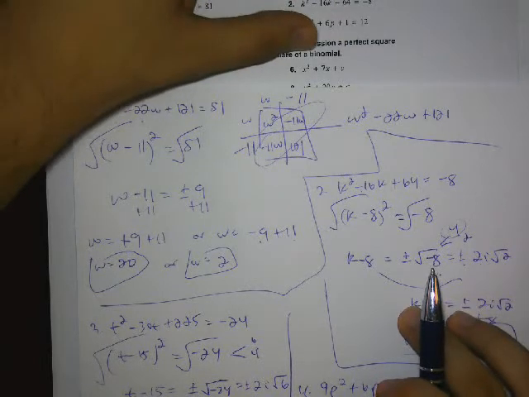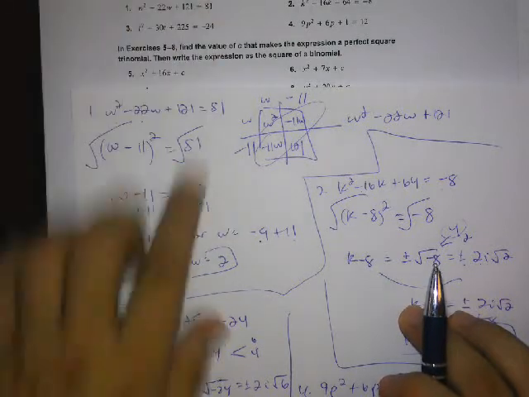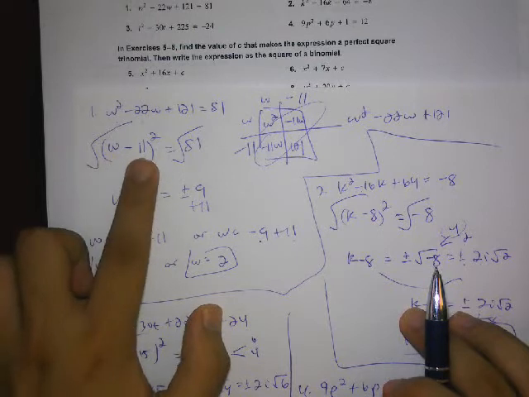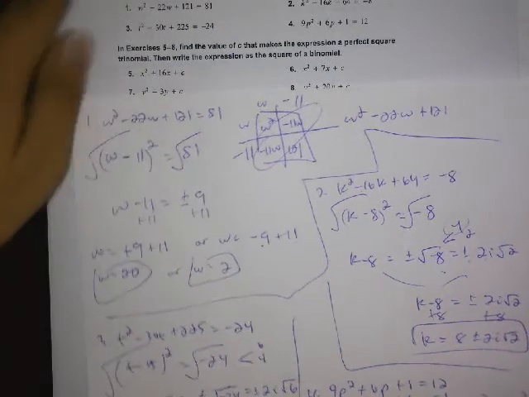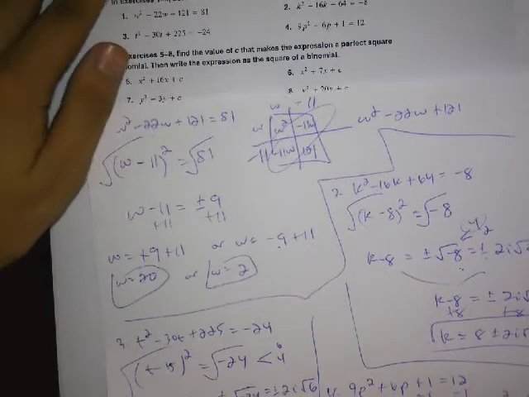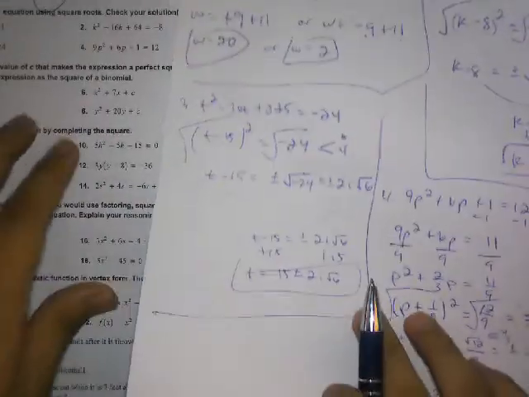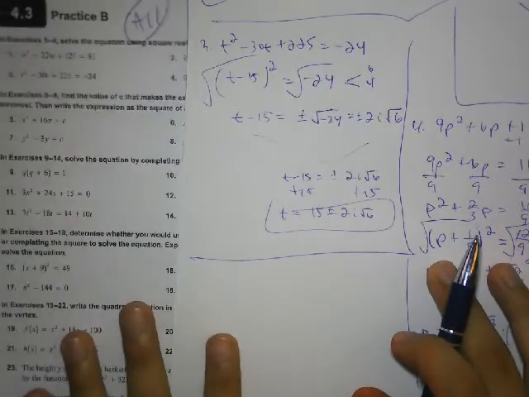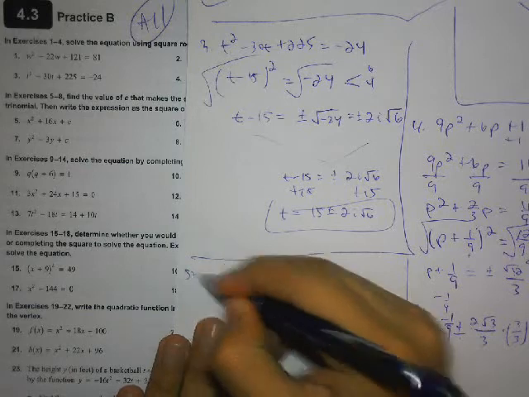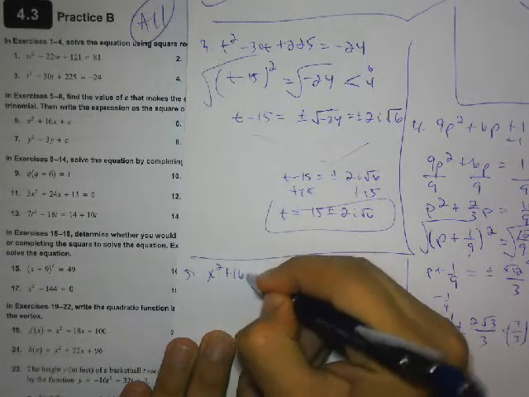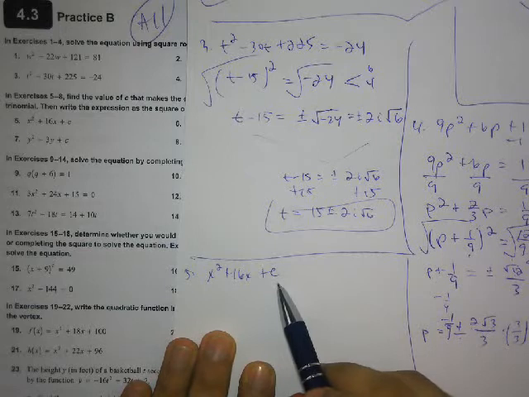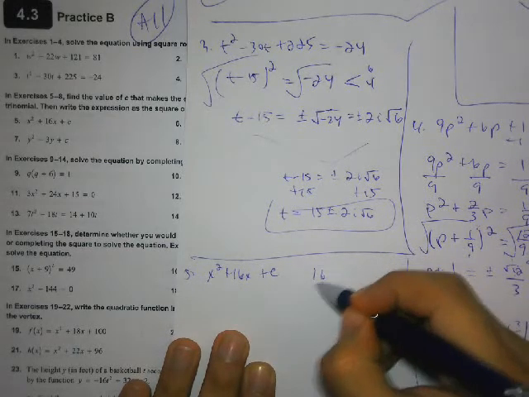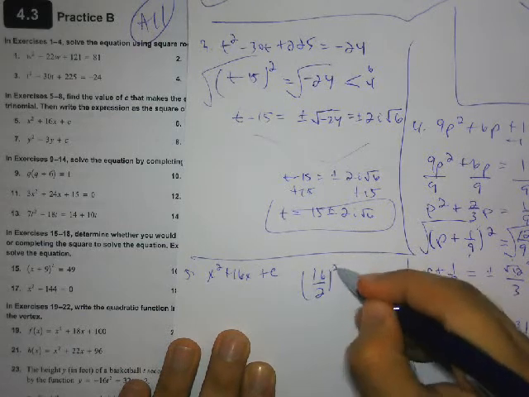Number 5 says, x squared plus 16x plus c. We're trying to find c. So the way we have to do this is we have to take half of this term. So 16 divided by 2. And then square that one. So 16 divided by 2 is 8 squared. 8 squared is 64. So that's going to be our c value. So that's x squared plus 16x plus 64.